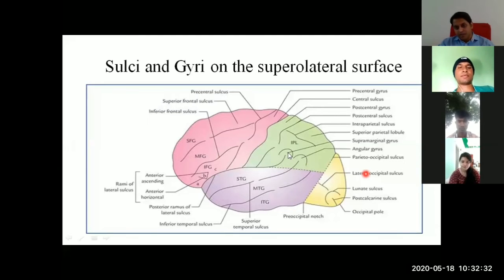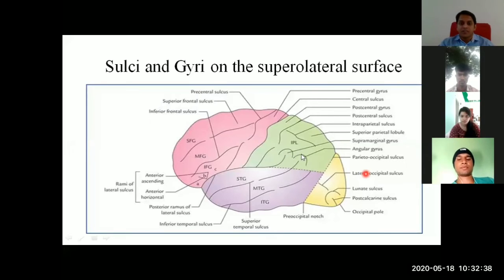These 2 areas, number 39 and 40, are concerned with speech. The sensory speech area, Wernicke's speech area, is concerned with this.